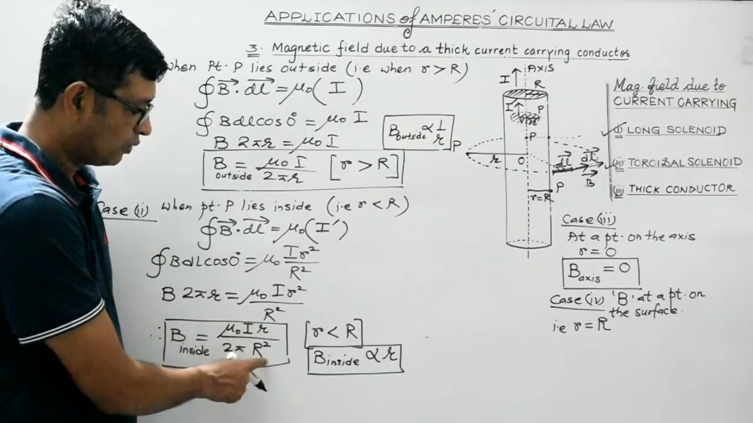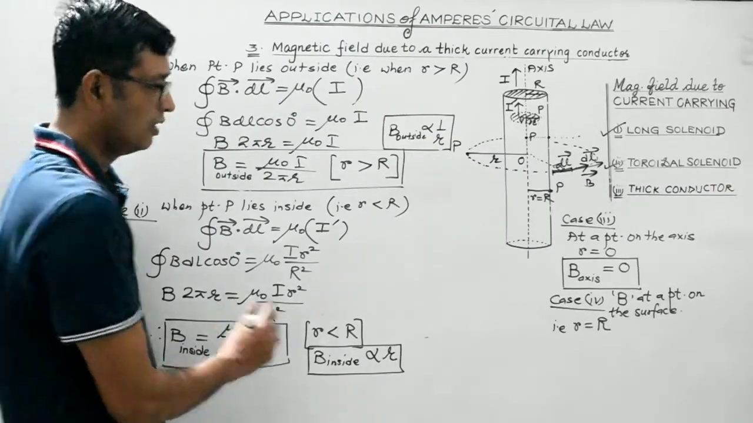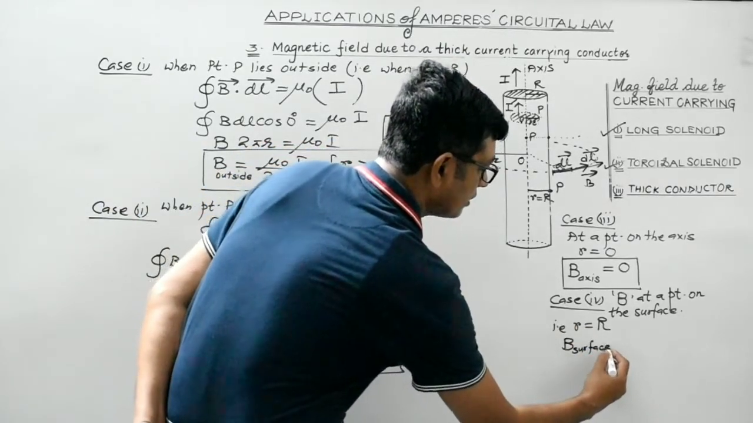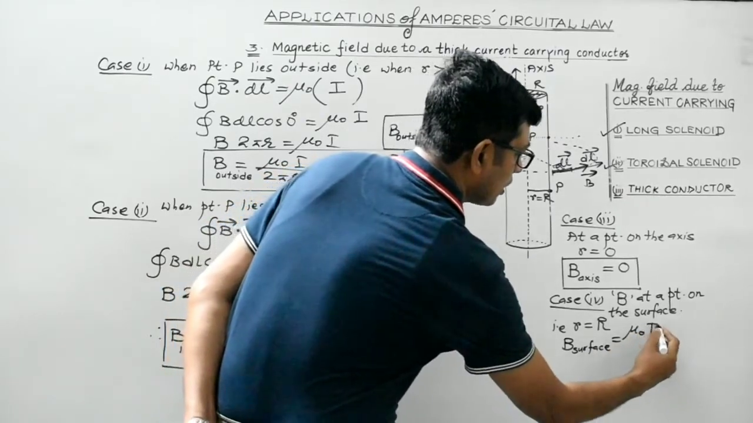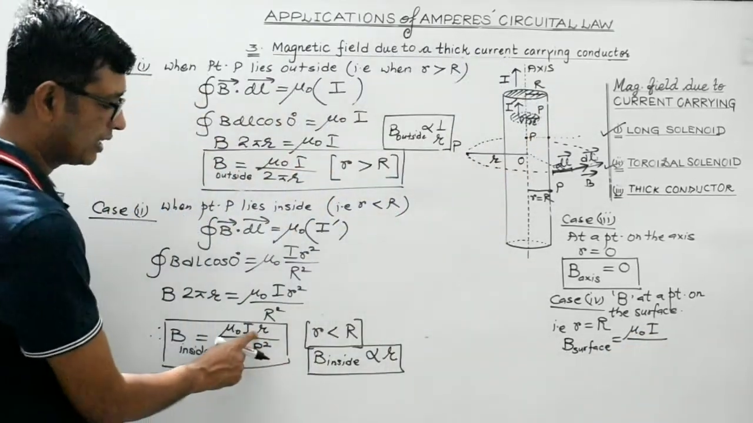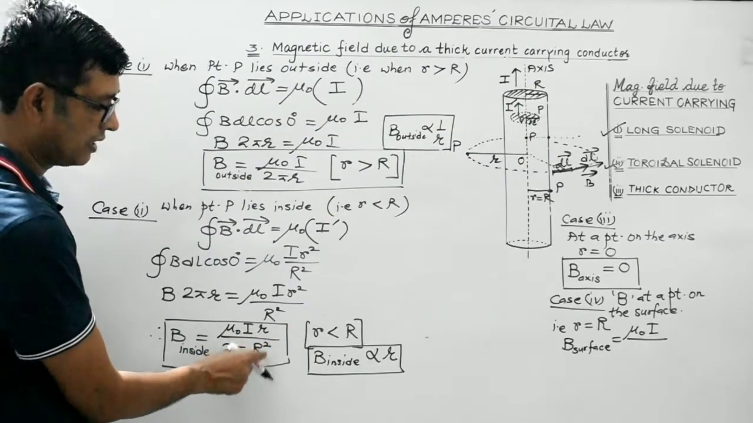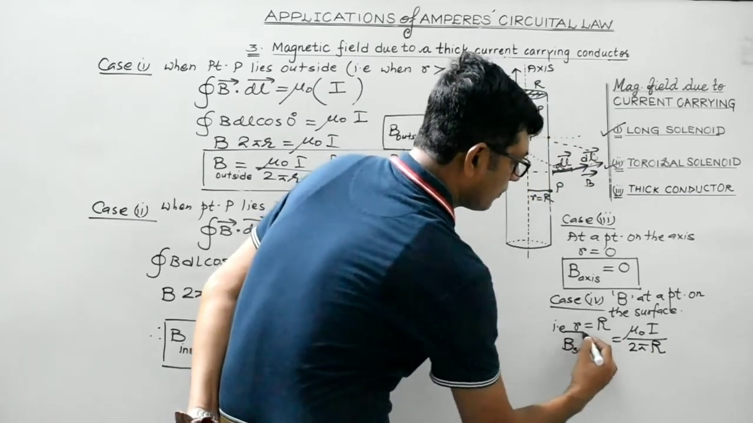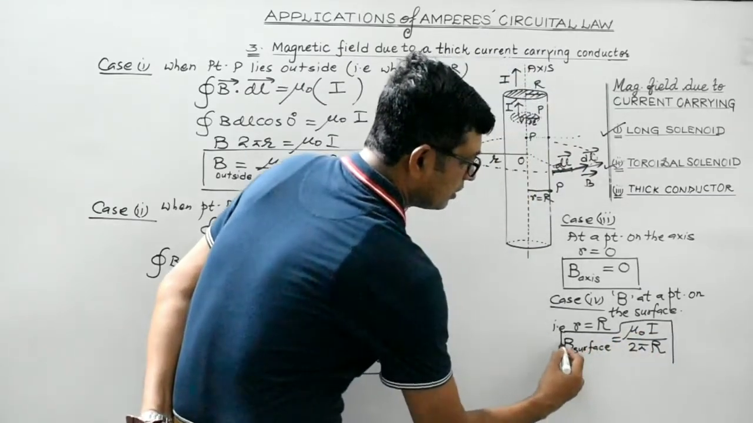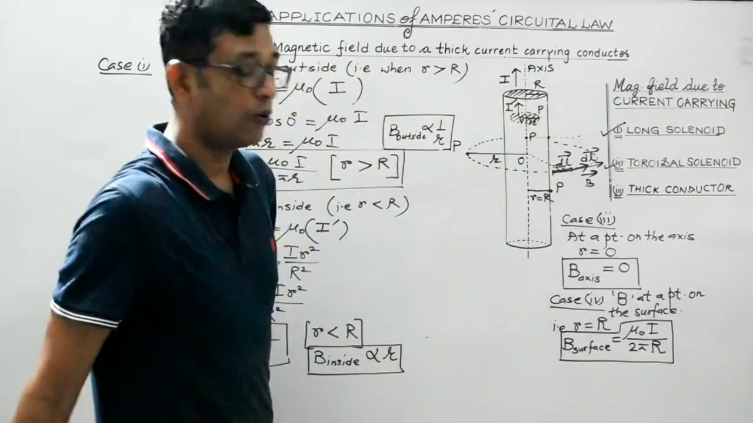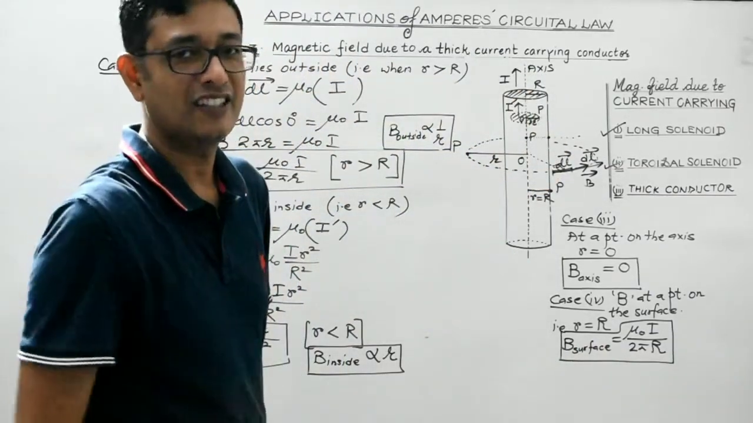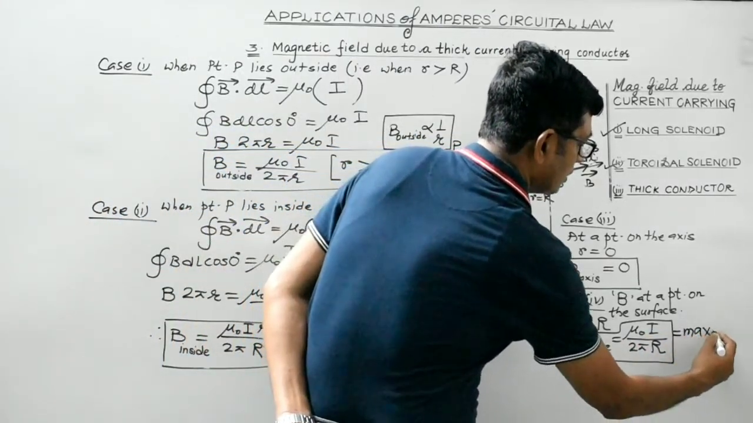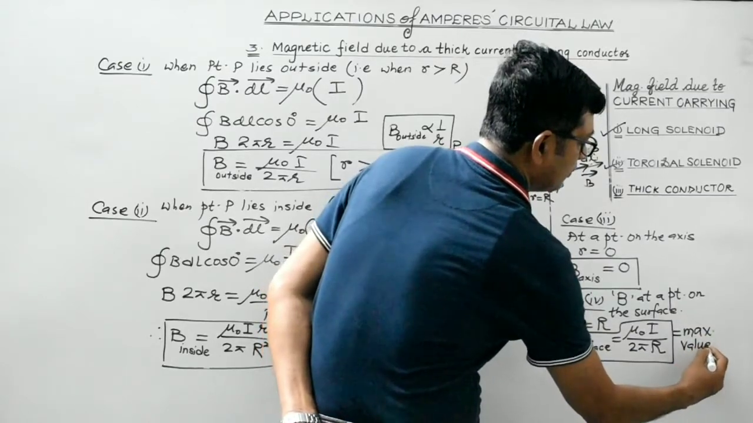When small r becomes equal to capital R, what do you get? We'll be left with B, magnetic field at a point on the surface. It will be equal to mu naught I divided by, small r can be written as capital R, so one capital R gets eliminated. We'll be left with mu naught I divided by 2 pi capital R. This is the strength of the magnetic field at a point on the surface of a current carrying conductor. And students, this is the constant maximum value.